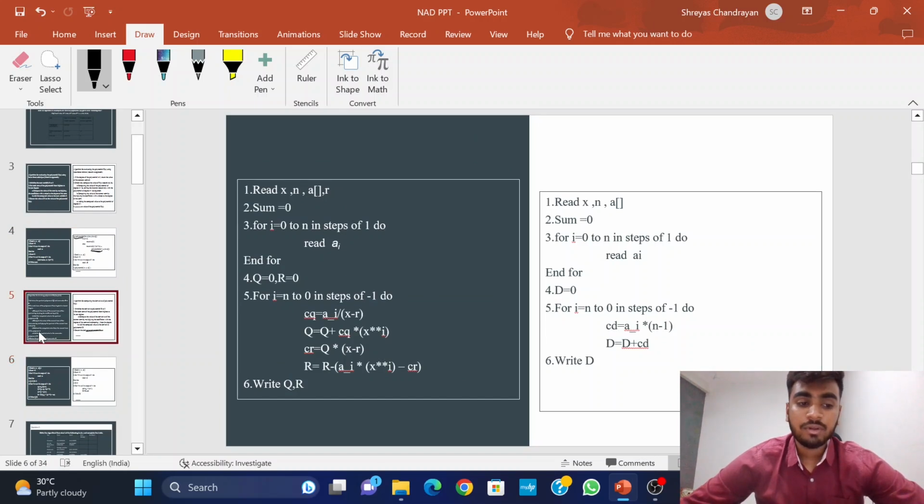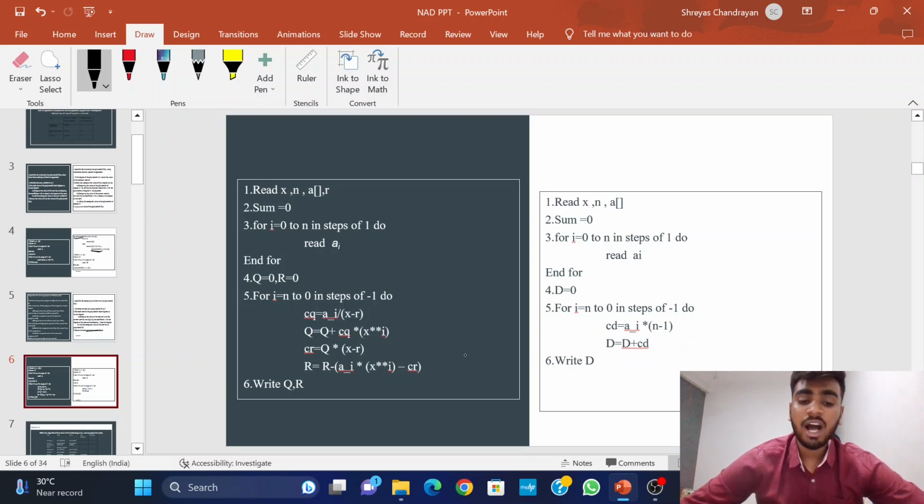Here is a program for dividing polynomial P(x) by x minus r. Firstly, we have to read x, n, an array a, and r. Initialize sum as 0. For i equals 0 to n in steps of 1, read a_i. Set Q equals 0 and R equals 0, where Q is the quotient and R is the remainder. For i equals n to 0 in steps of minus 1: first, CQ equals a_i divided by x minus r. Q equals Q plus CQ into x power i. CR equals Q into x minus r.